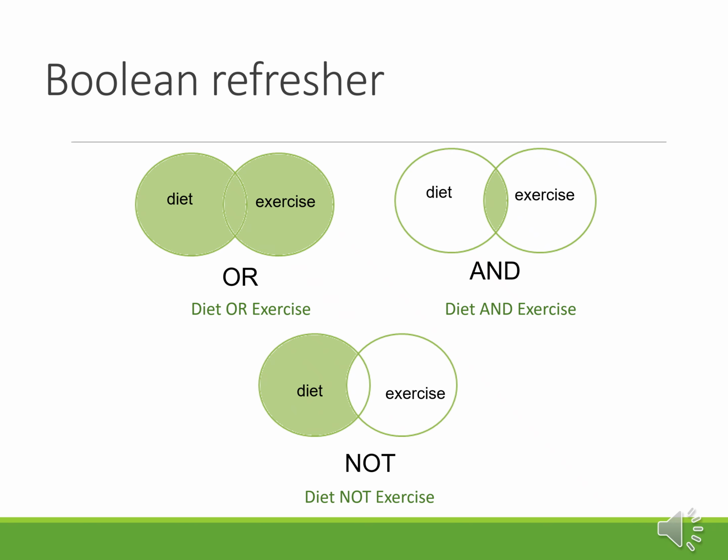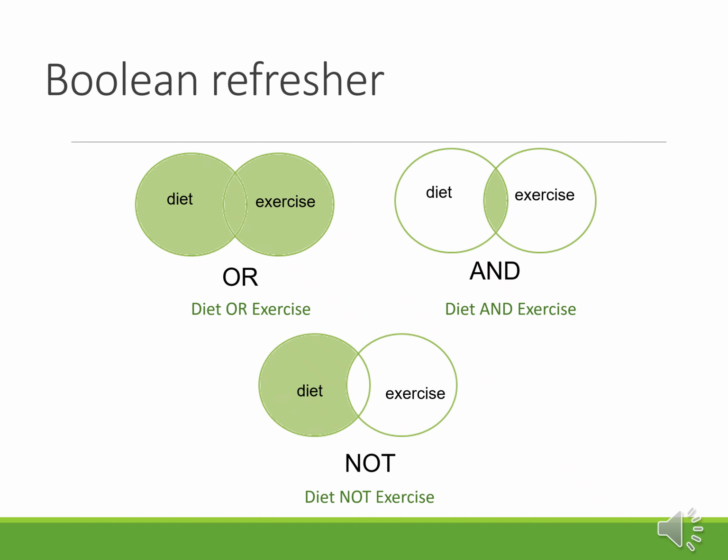You can use some or all of these in your search string, so I'm going to go over what they do. Using OR says that you want either of the terms, so articles that use either of those terms that you want to bring back. So it serves to expand your search. All of the things here that are in green would be brought back. So if you do diet OR exercise, it'll bring back all of the articles that use the term diet and all the articles that use the term exercise.